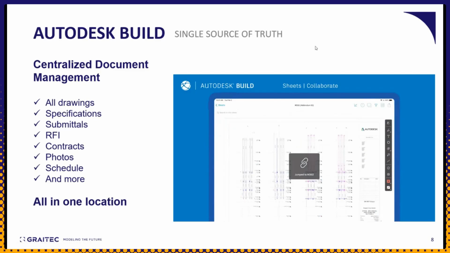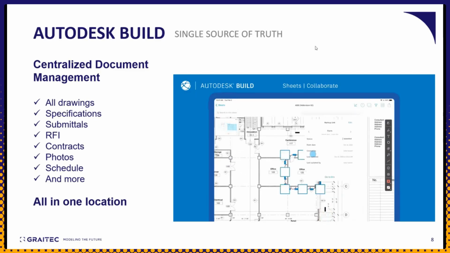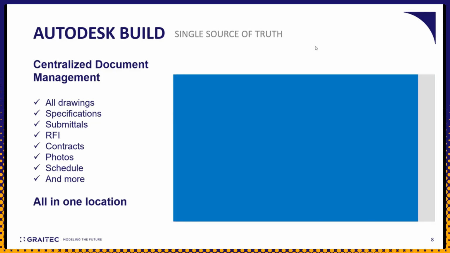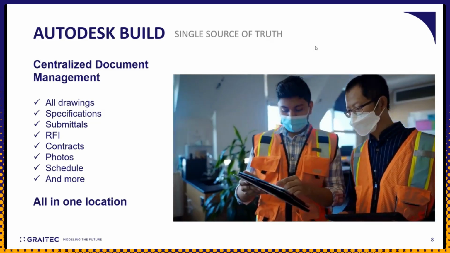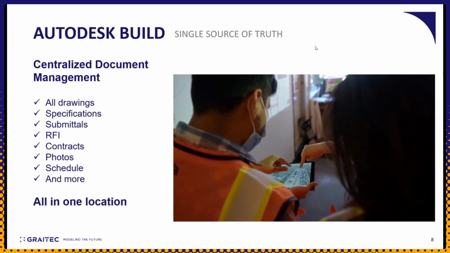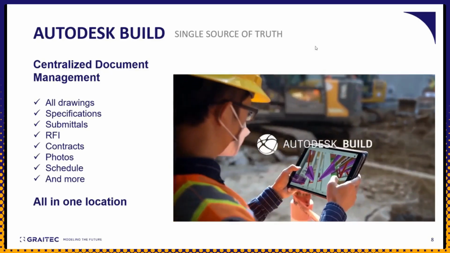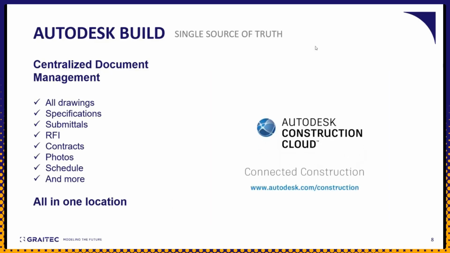Autodesk Build is your first step to centralized document management. This is where you will find all your drawings, specifications, submittals, RFIs, contracts and documents, photos, schedules, and more, all in one location. With this tool and centralized document management, you can be sure that all teams and stakeholders have access to the same document, same version, at any time and any place during the project.